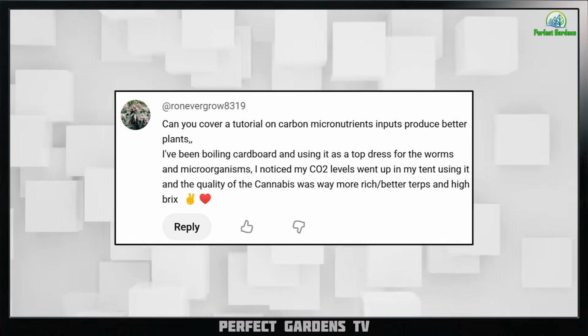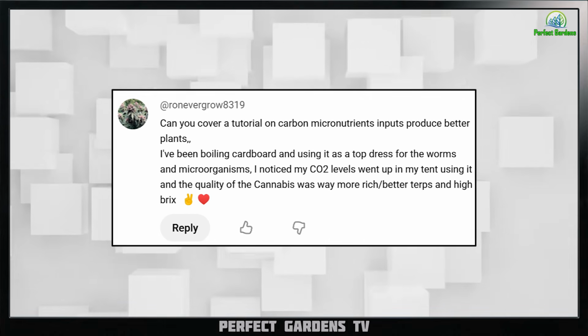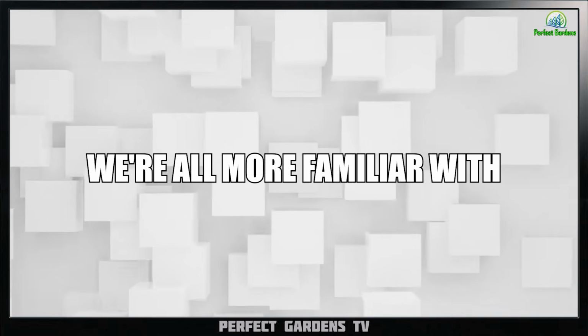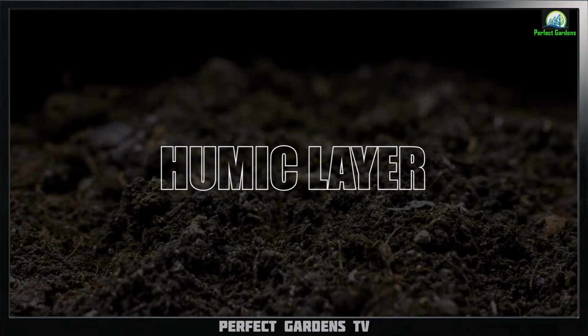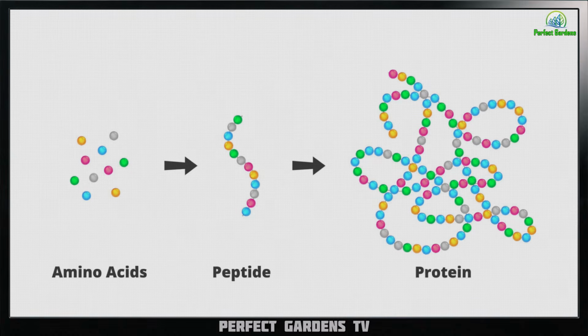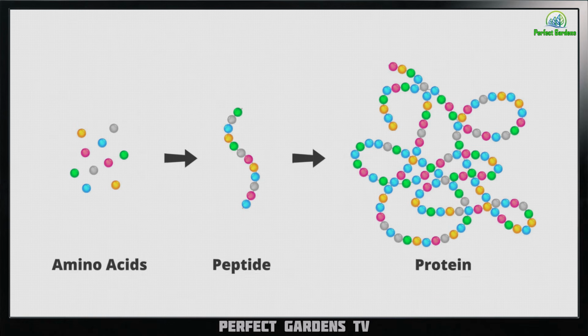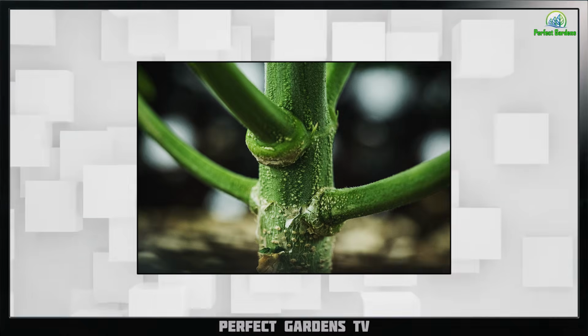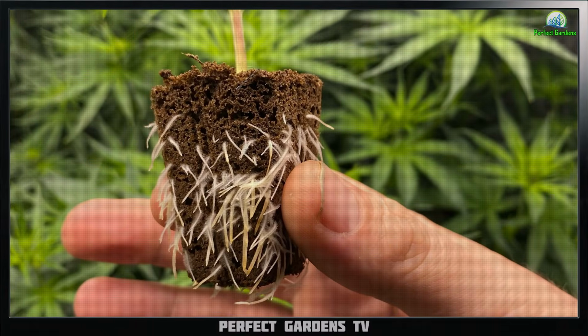Can you cover a tutorial on how carbon micronutrient inputs produce better plants? This is such an amazing topic, right? Let's relate carbon to other things that I think we're all more familiar with. Humic layer, humic layer, carbon, carbon. Now let's tie in some other words like amino acids, peptides, proteins, enzymes, cell walls, stems, leaf, flowers, roots, right?